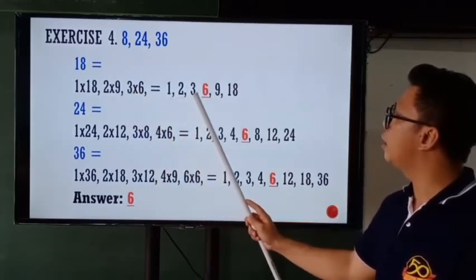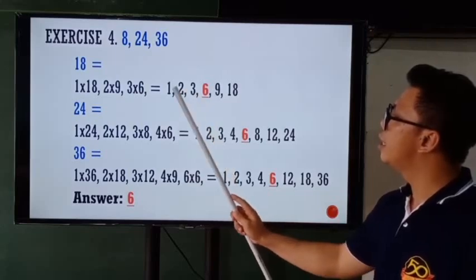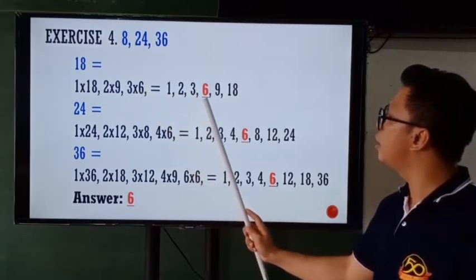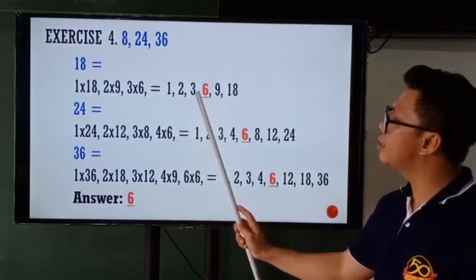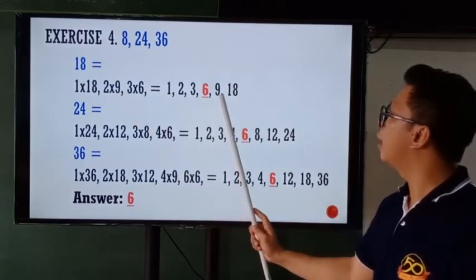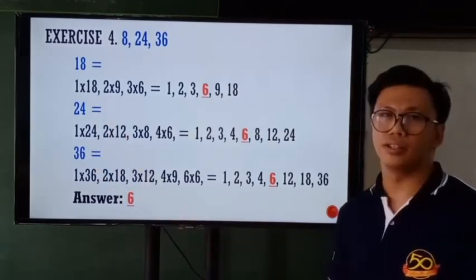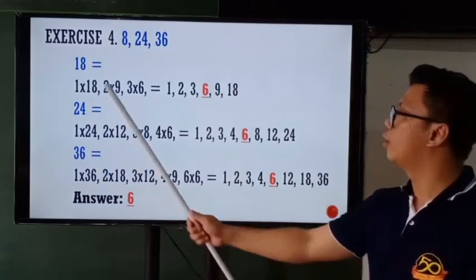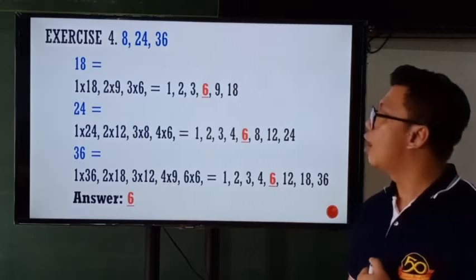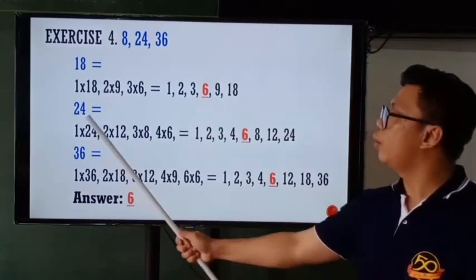We will write 3. Next is 6. So we will write 6. Next to 6 is 9. We will write 9. And the last number is 18. So that is the factor of 18. Now let's go to 24.